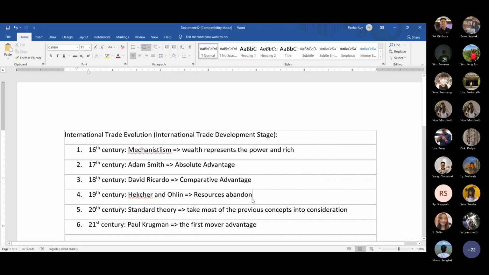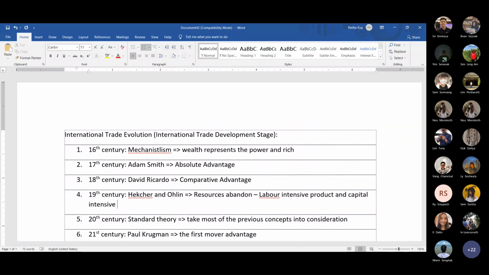Let me write it down for you. Labor intensive products and capital intensive products. If you go into this in detail also, don't worry about that. Why do I write these? Because you need to realize that in order to produce one good or service, we need resources. Sometimes we need 3 kinds of resources together: labor, capital, and land.